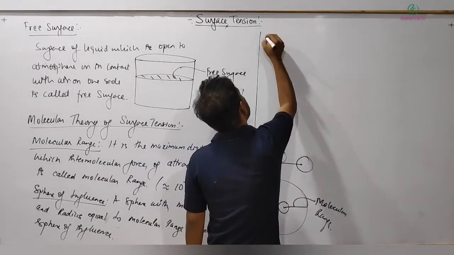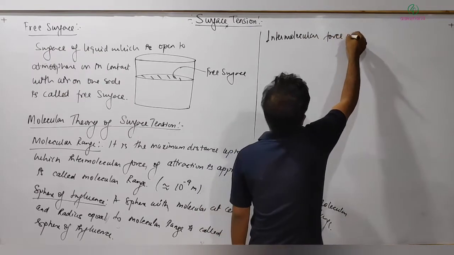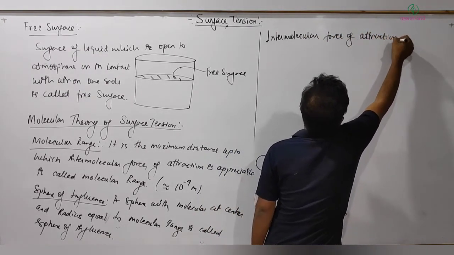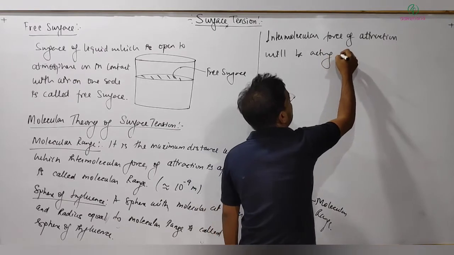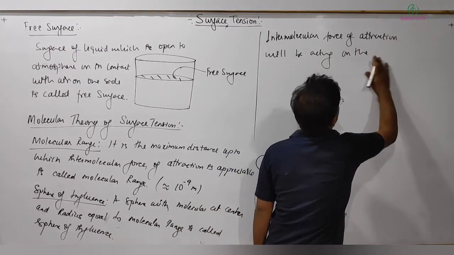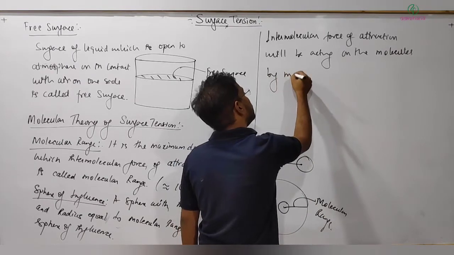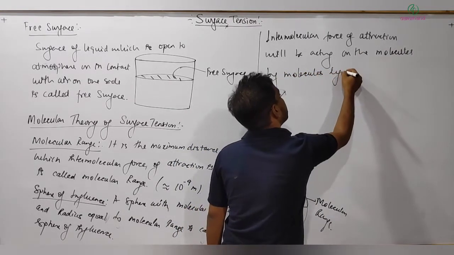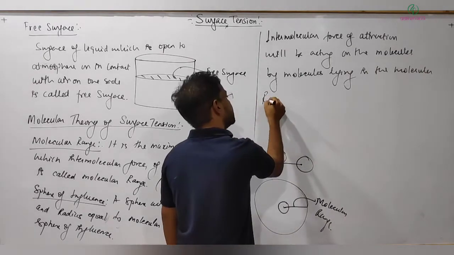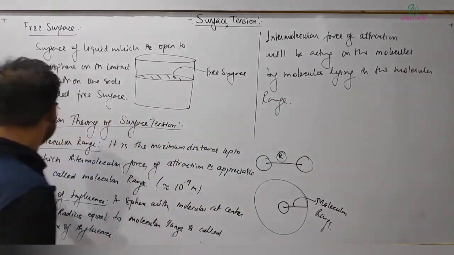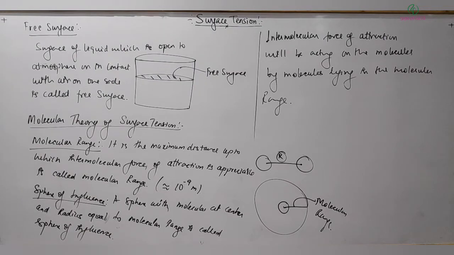So we can say intermolecular force of attraction will be acting on the molecule by molecules lying in the molecular range. That is the same thing. Okay, so that is molecular range and sphere of influence, two terms about the molecular theory of surface tension.